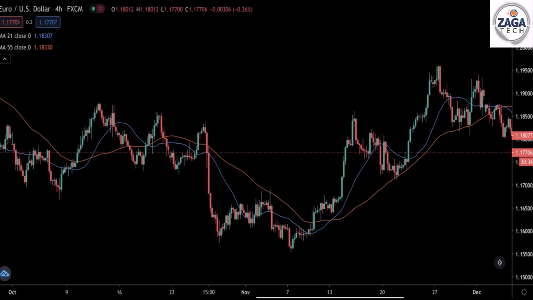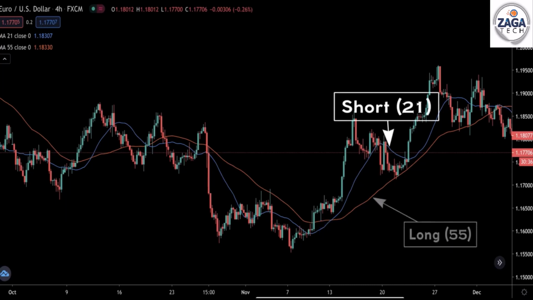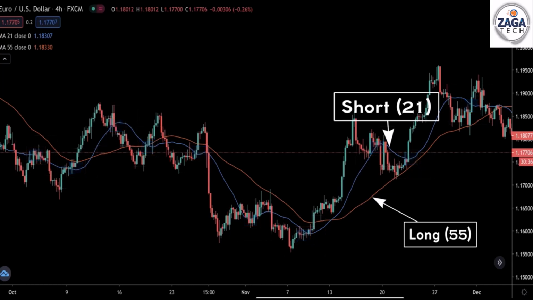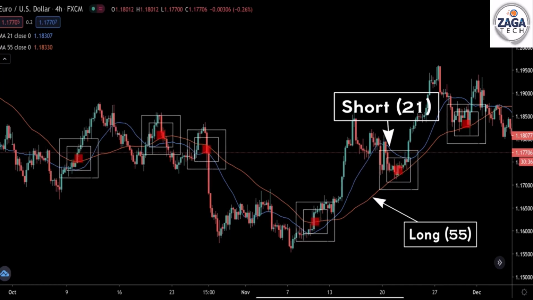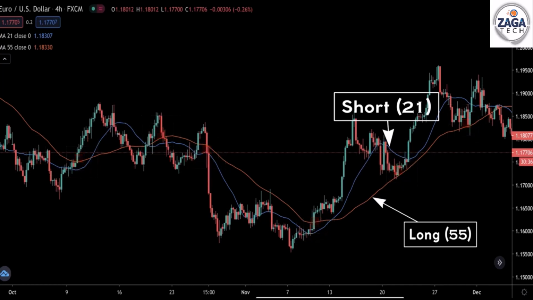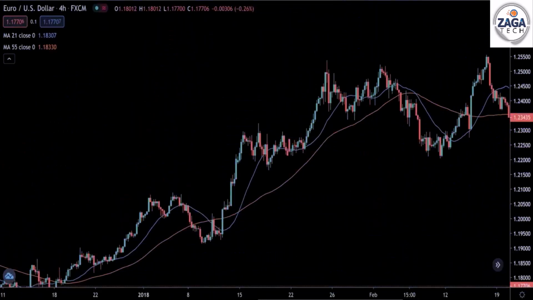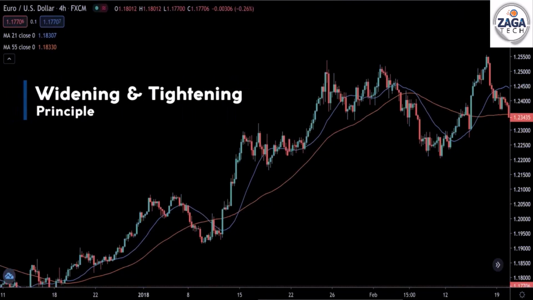When applying this strategy, the main idea is to look for both perspectives, both the short and long term, to make a more informed decision. While the 21-period moving average is situated more closely to price and hence results in more touches, the 55-period moving average gets significantly lesser touches. There is however a different way to use the patterns of the slow and fast moving averages. And because it is somewhat similar to the Bollinger Band indicator, I call it the widening and tightening principle.